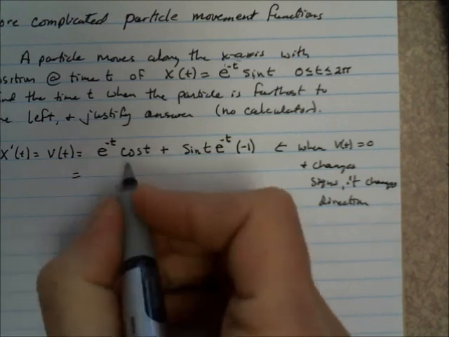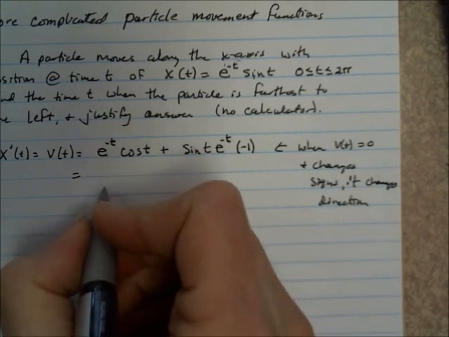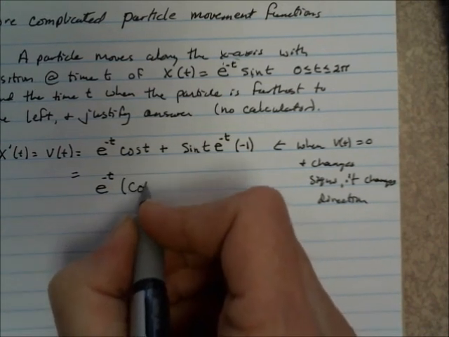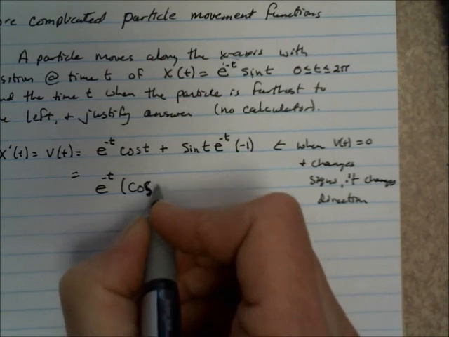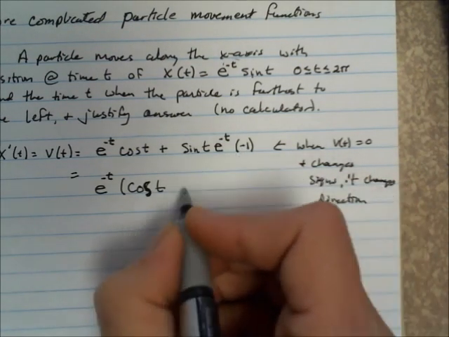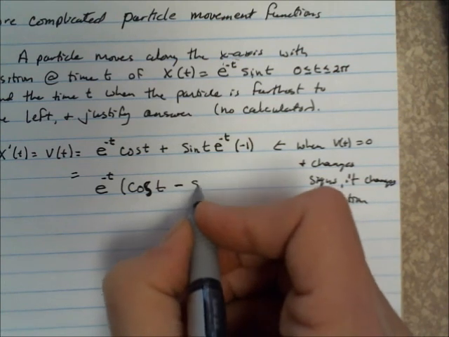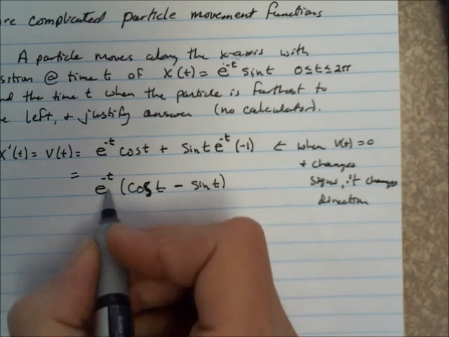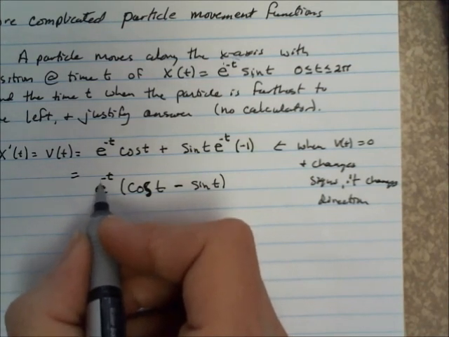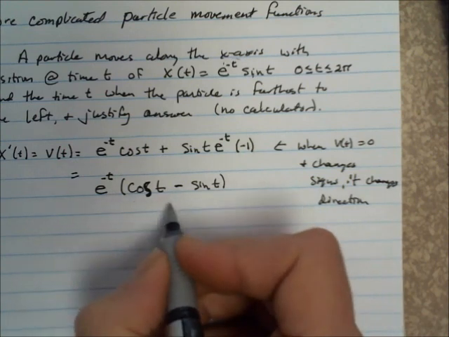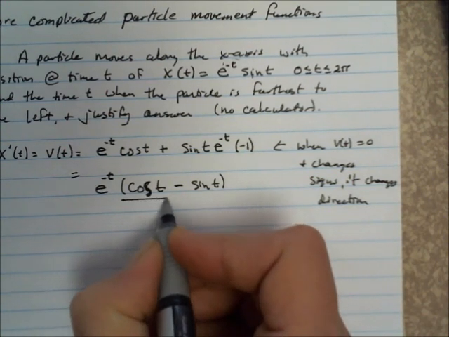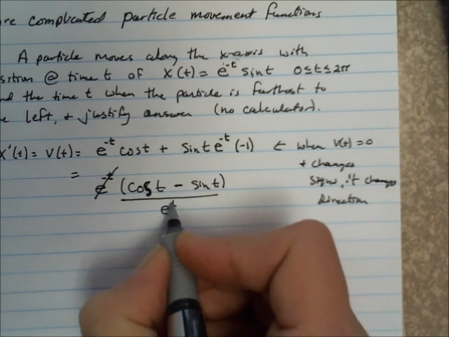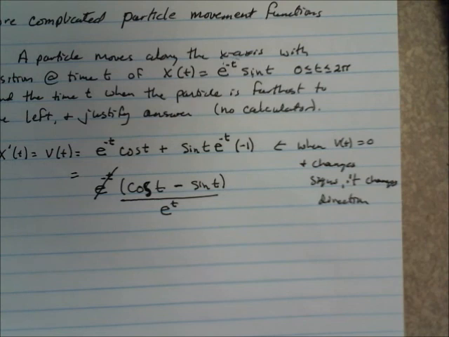So what we have here is a common factor of e to the negative t, so we'll pull that out, e to the negative t, and what we're left with is the cosine of t, and this is a negative, so minus the sine of t. And if you remember, the negative exponent means that this term is going to move to the denominator and the exponent becomes positive. So just to save a little bit of room, I'm going to cross this out and call this e to the positive t in the denominator. So there's our velocity function.